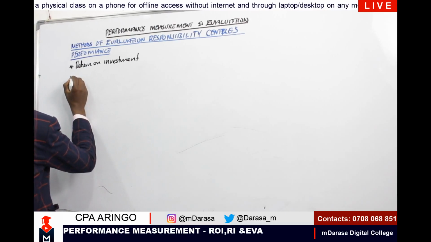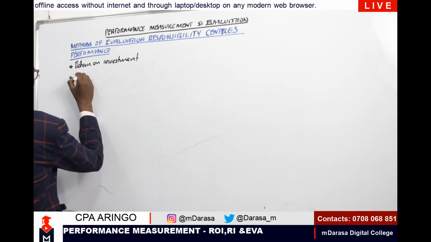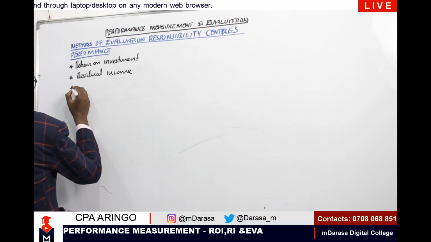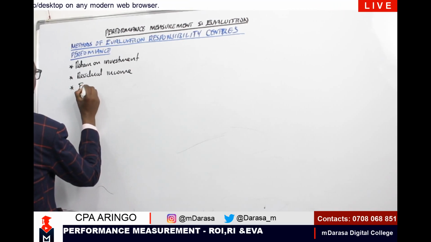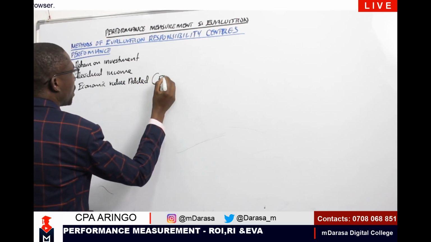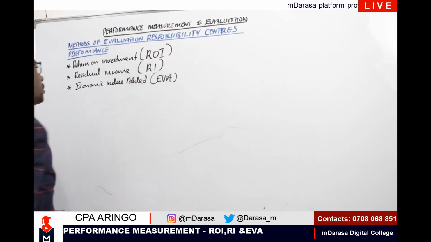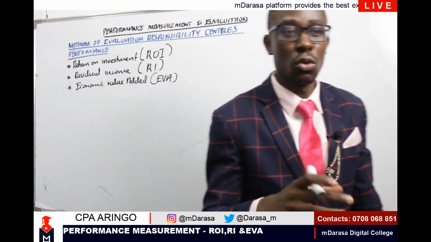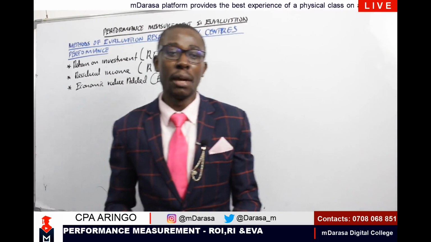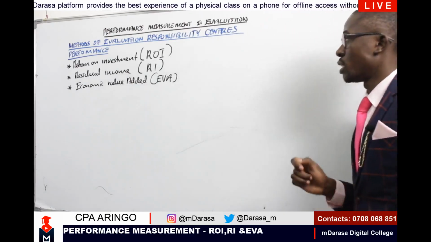Number two, we normally talk about residual income. Number three, we normally talk about economic value added, commonly known as EVA. So we have EVA, we have RI, and we have ROI. These are the methods, my good students, that we will always be using in evaluating our responsibility center performance. These are some of the main methods that we'll always be talking about while evaluating responsibility center performance.